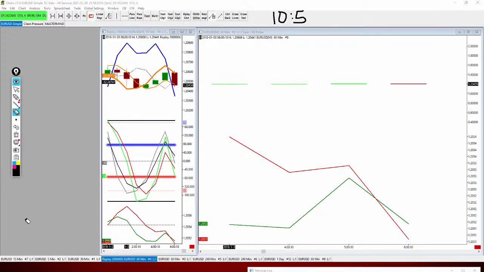Now, to be clear, we're looking for a square peg, square hole scenario. We're not looking for anything discretionary. Either it fits the profile or it does not. And in this case, it does not.